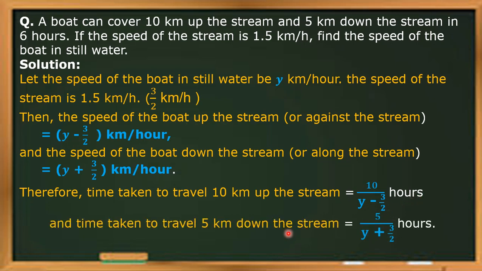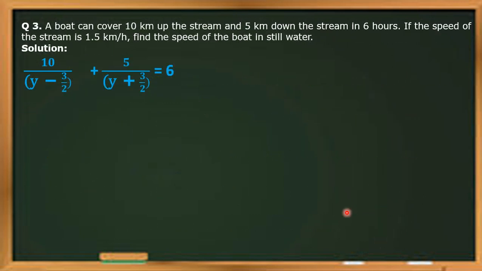Similarly, the time taken to travel 5 km downstream is distance 5 upon speed y plus 3 by 2 hours. Now we are getting the two times, upstream as well as downstream, and together that time is 6 hours. That means these two times we have to add. So we can write 10 upon y minus 3 by 2 plus 5 upon y plus 3 by 2 equals 6.